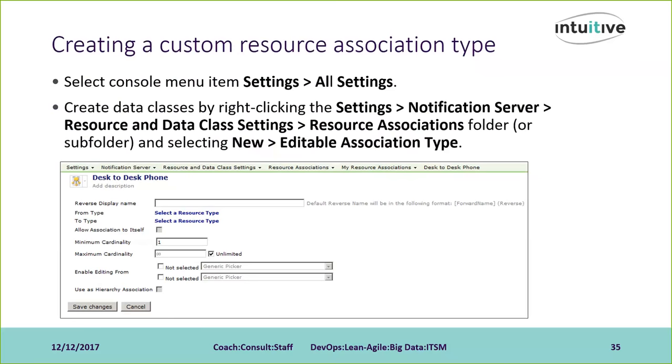We'd add an appropriate description by clicking the words Add Description. Optionally, we could also enter a reverse display name. This name would be used when displaying the to or child resource to show the relationship to the from or parent resource type.